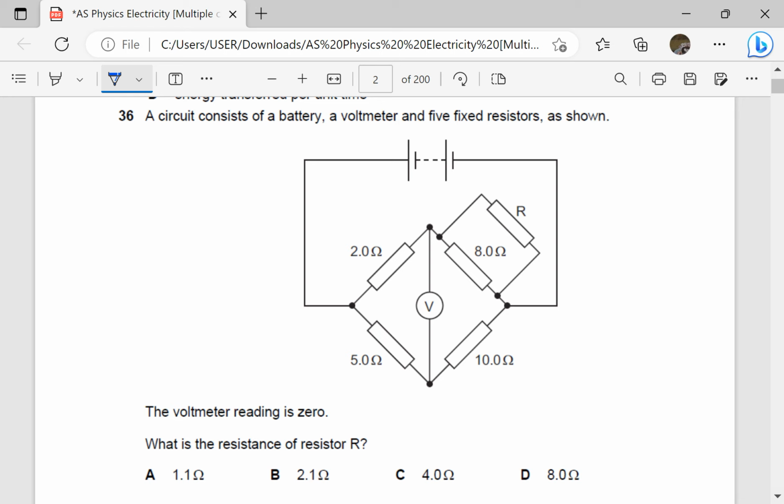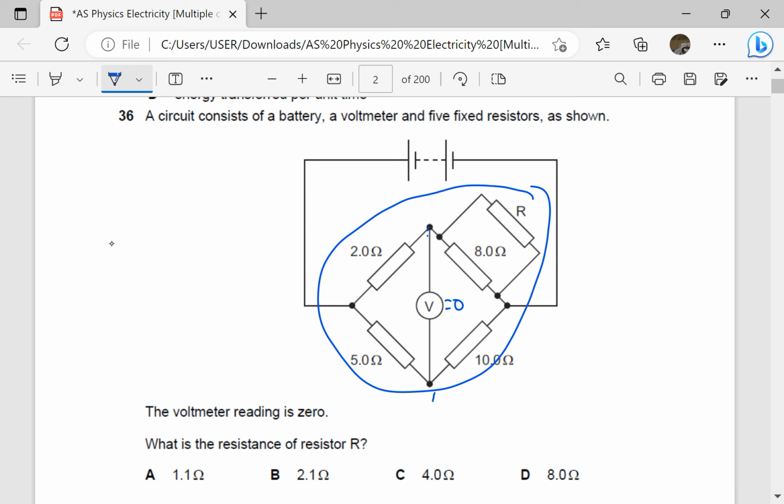The voltmeter reading is 0. What is the resistance of resistor R? I want you to look at this pattern and remember your teacher must have said that this is a Wheatstone bridge. Whenever you have such kind of arrangement, it is called a Wheatstone bridge. And if in a Wheatstone bridge the PD across the 2 points in the diagonal is 0, if this is reading 0, the potential difference between those 2 points is 0, then it means the crisscross relationship will be valid.